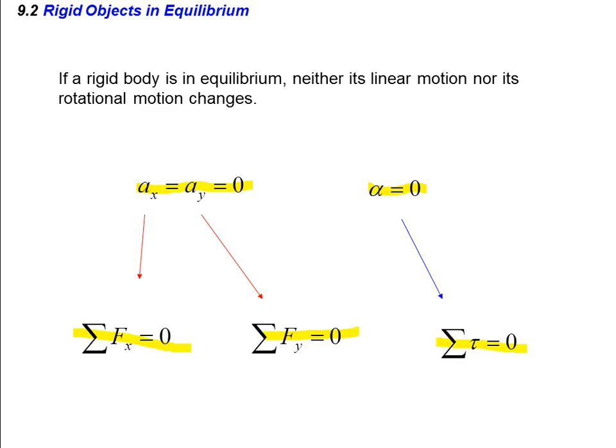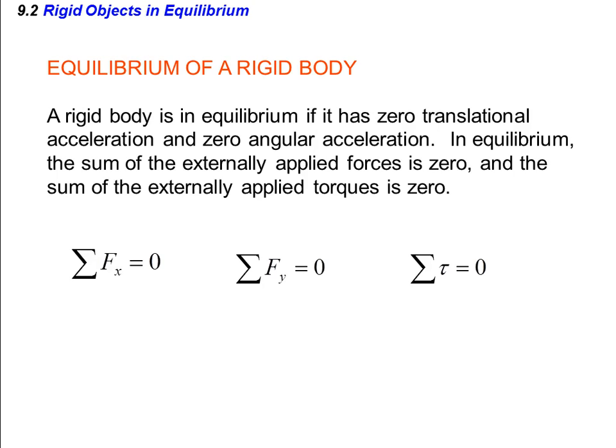There could be forces causing rotation, there could be torque acting on the object, but after all of those are added together, the net torque is zero. When that happens, we say that the body is in equilibrium. There are two different types of equilibrium: translational equilibrium and rotational equilibrium.